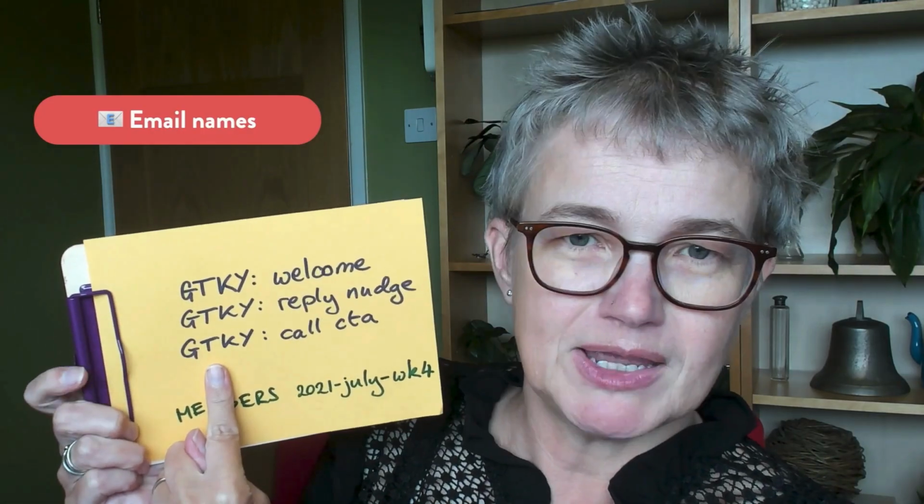So these top three, this is typically how I would use email naming within an automation. And in this case, my automation is known by GTKY. It doesn't really matter what that is. It's some acronym that I use in my business. I would use a very short description of what's in that email. What's the purpose of that email? So we've got a welcome email, an email that nudges them to give us a reply, and an email that has a call to action to say, please book a call. They're short, they're consistent, but it does what it says on the tin.